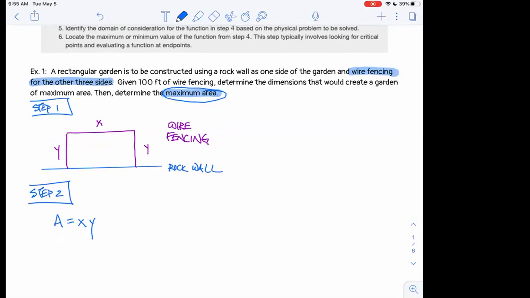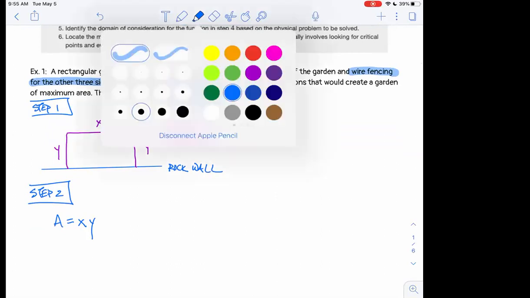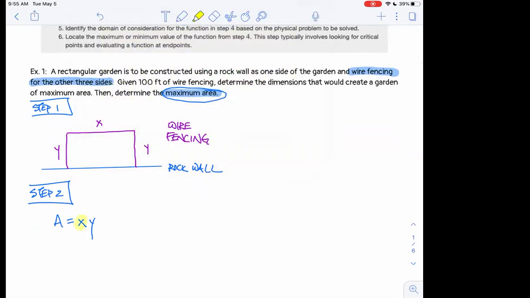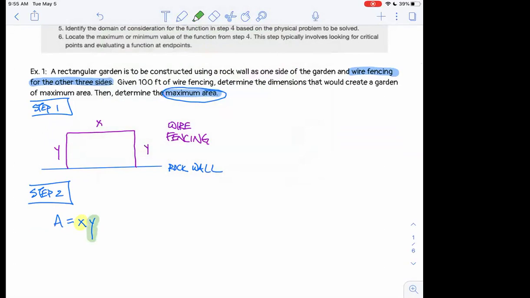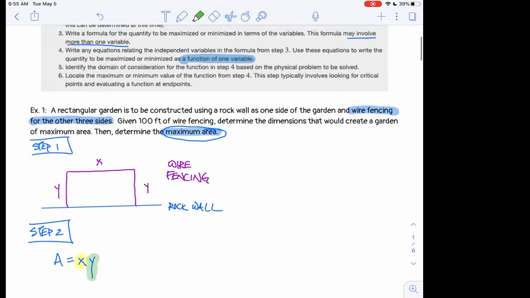When I look at the left-hand side, I notice that I have an X and I have a Y. And this is exactly what I mean by a formula may involve more than one variable. So I have an X and a Y together on one side, and that's what you'll learn how to handle in Calc 3, but we need to come up with a different strategy to figure out how to get rid of one of those letters.